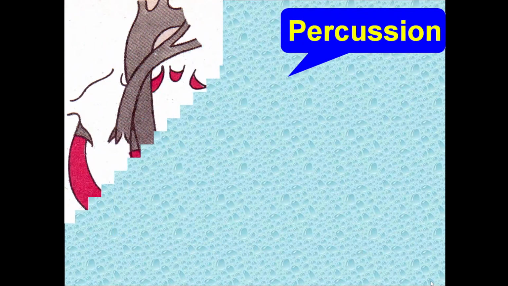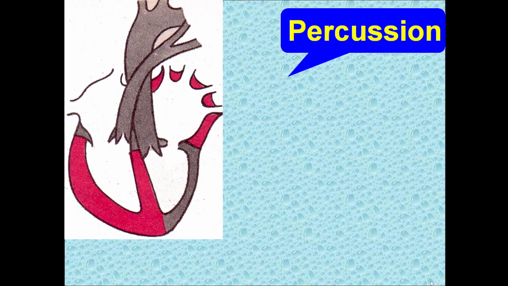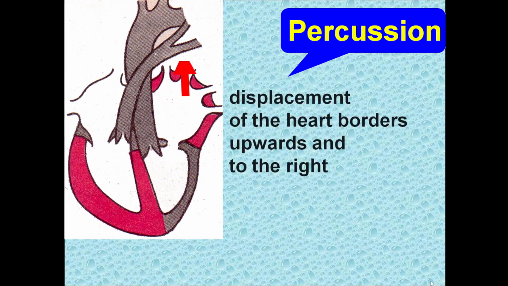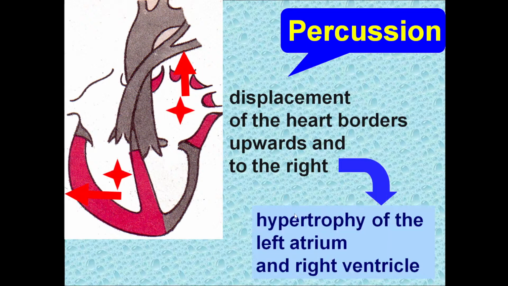On percussion, we will reveal displacement of the heart borders. We remember that two heart chambers are involved in the pathological process, the left atrium and right ventricle. As a result, the heart is displaced upward and to the right due to hypertrophy of the left atrium and right ventricle.